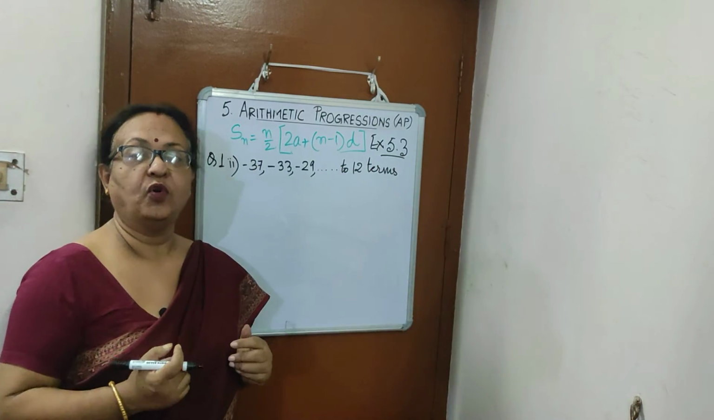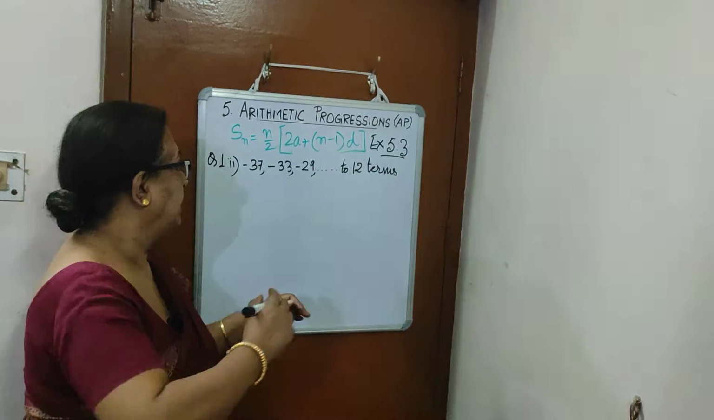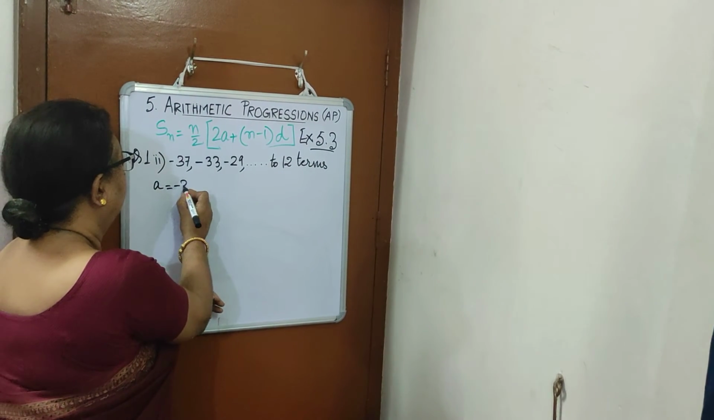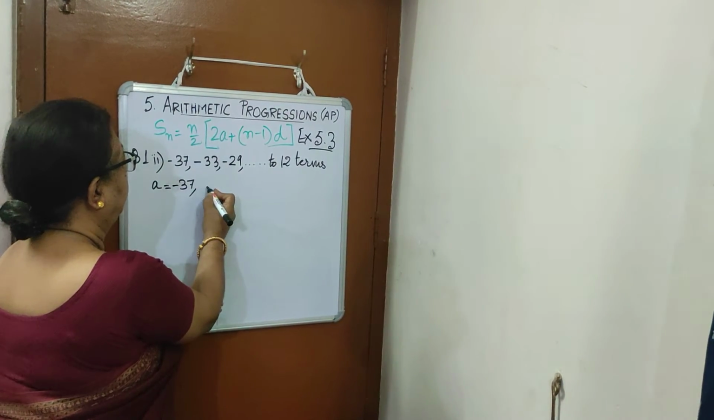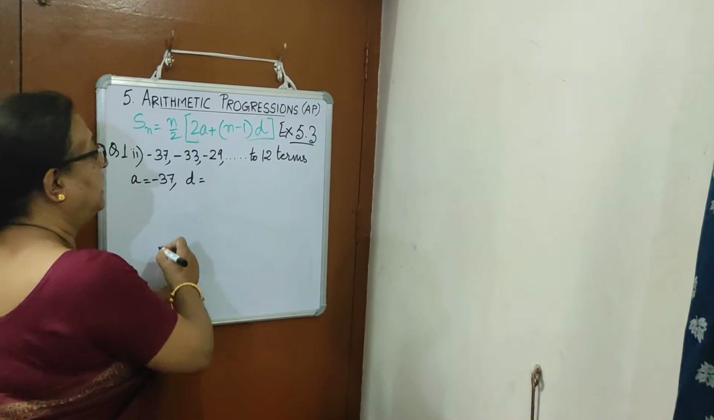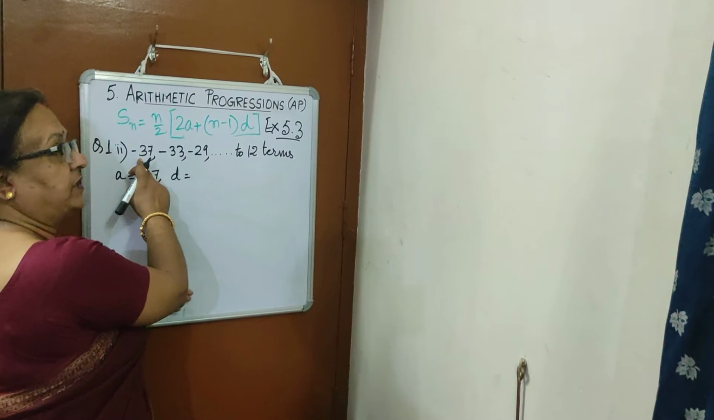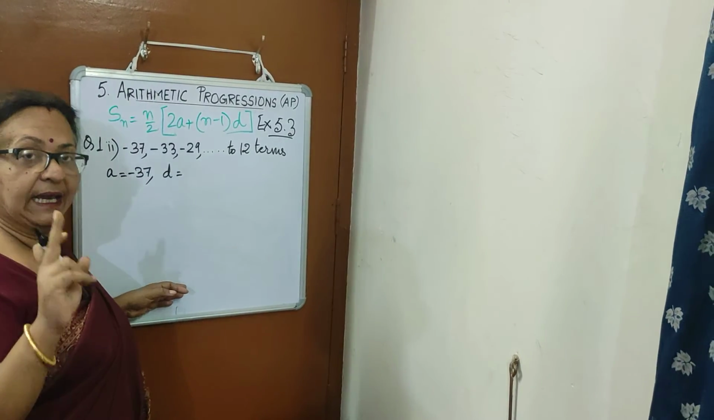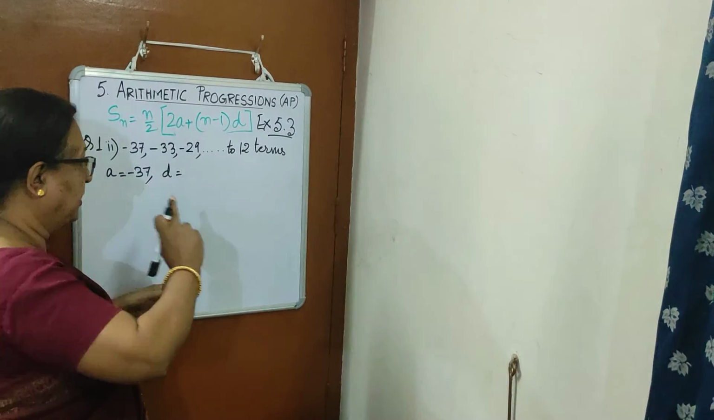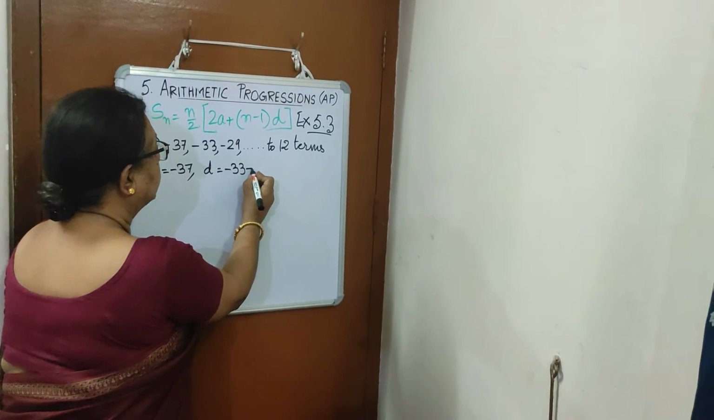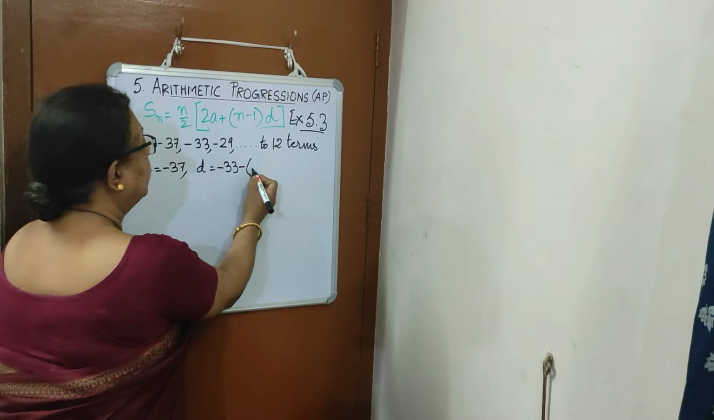So first we write down what all is given in the question. What all is given? You know a. a is given, yes, minus 37. d. d is how much? How do we find it? Second term minus first term. Remember children, second term minus the first term. Second term minus first term is again minus 37.